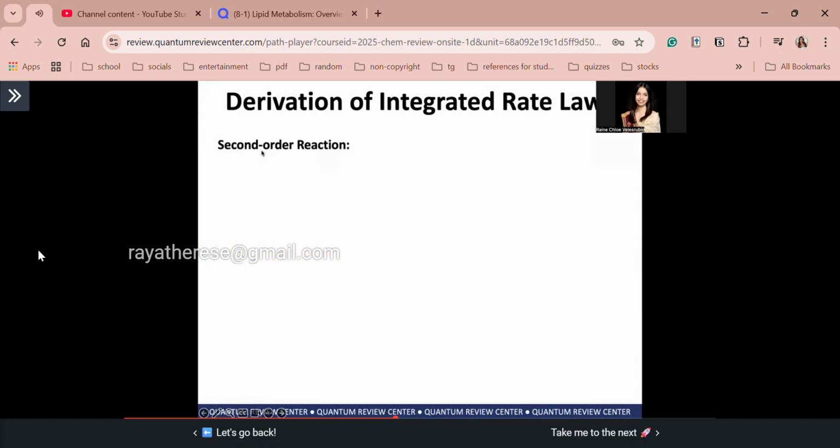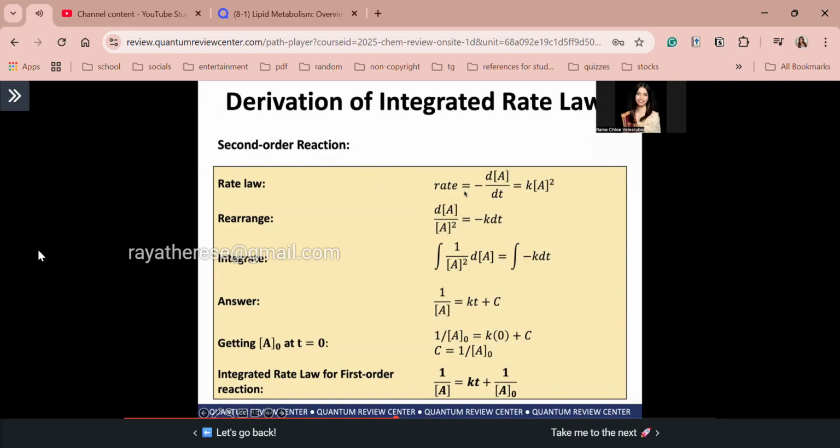And then lastly, for the second order reaction, okay? Again, let's use the basic rate law for a second order reaction. So rate is equal to negative dA over dt is equal to kA squared. So bakit A squared? Again, this is a second order reaction. Rearranging, we get dA over A squared is equal to negative k dt. Tapos integrate lang both sides. So nilabas ko na lang guys, si 1 over A squared. Okay? Solving, we get 1 over A is equal to kt plus C.